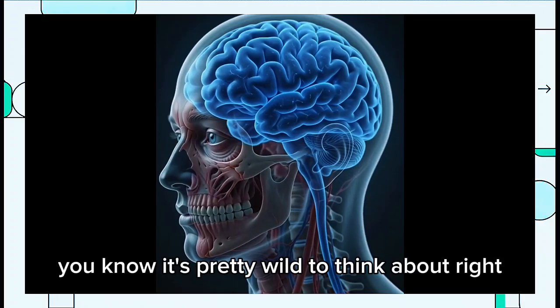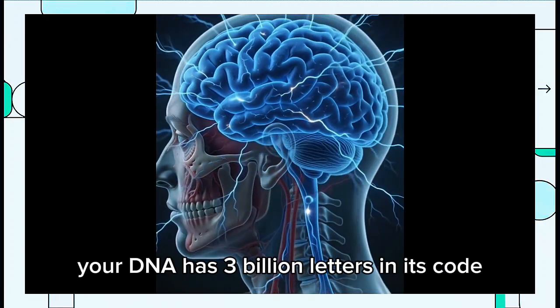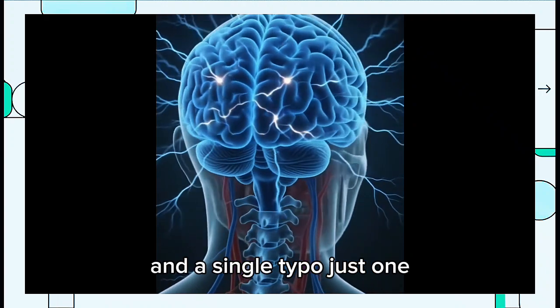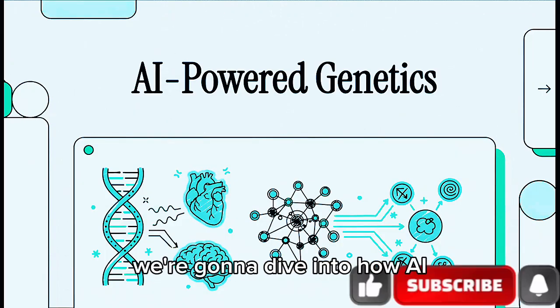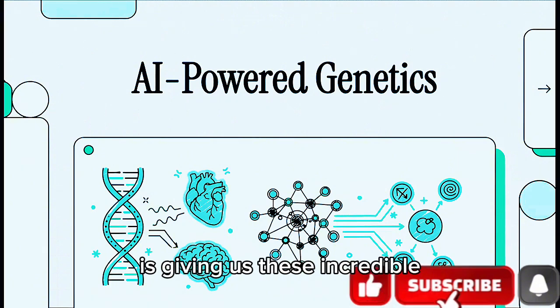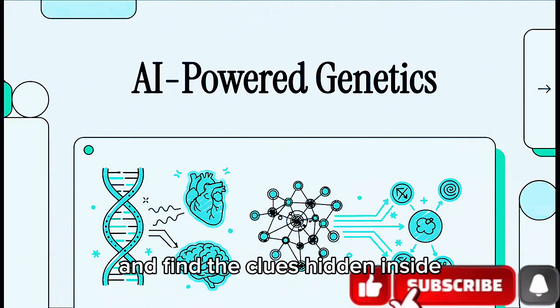You know, it's pretty wild to think about, right? Your DNA has 3 billion letters in its code, and a single typo, just one, could be the difference between health and a serious disease. So today, we're going to dive into how AI is giving us these incredible new tools to finally read that code and find the clues hidden inside.